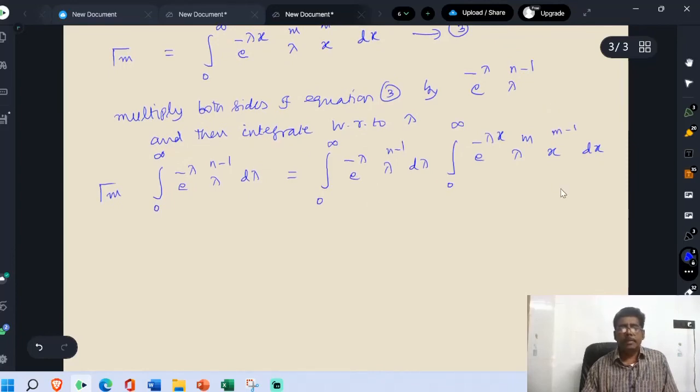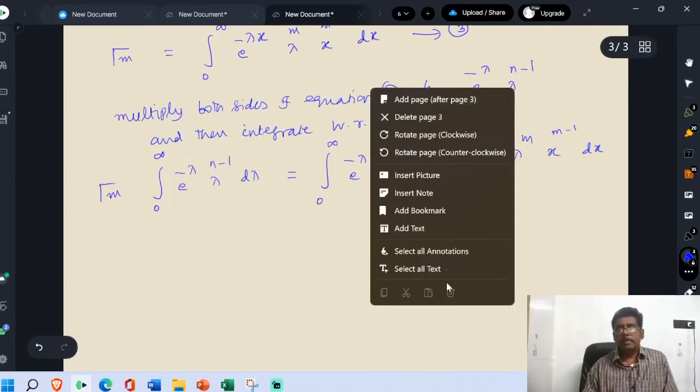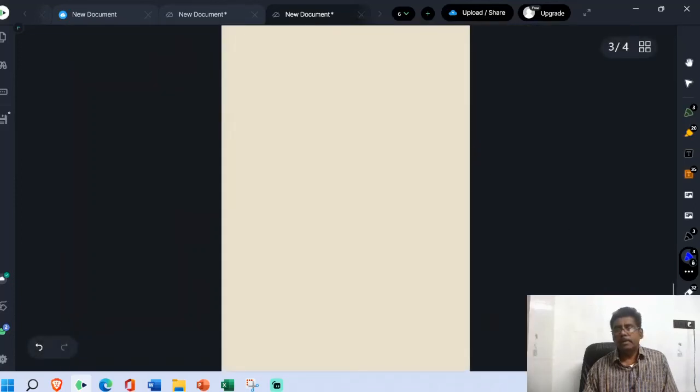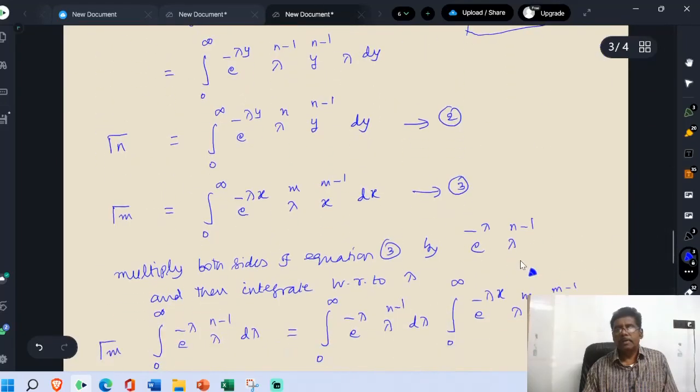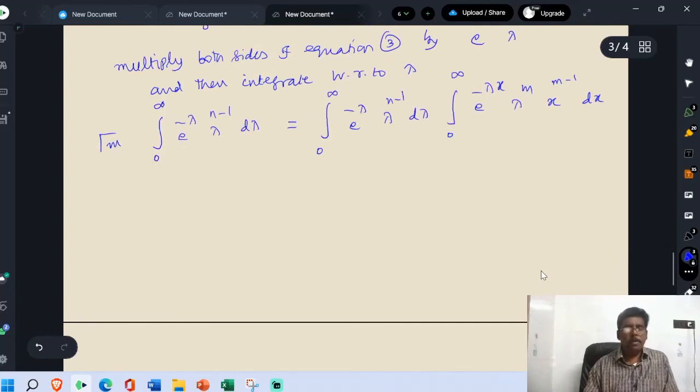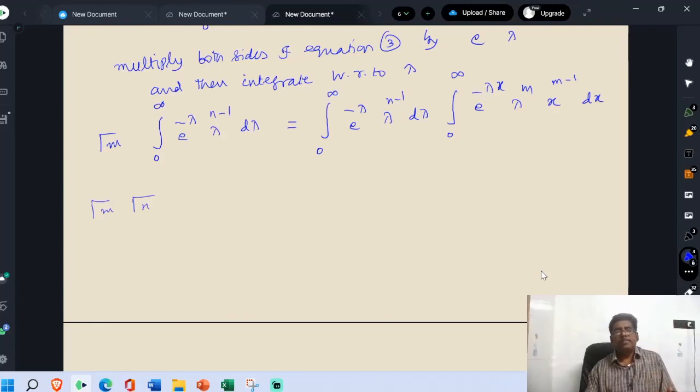Then this term is our gamma of n. E power minus lambda, lambda power n minus 1 d lambda is gamma of n. E power minus x, x power n minus 1 into dx is also gamma of n. Just we have replaced x by means of lambda. This is our gamma of n. Now come to our right hand side, just align the terms. 0 to infinity, e power minus lambda, e power minus lambda x. Take this minus lambda outside. You can write 1 plus x. Just I have aligned these two terms.